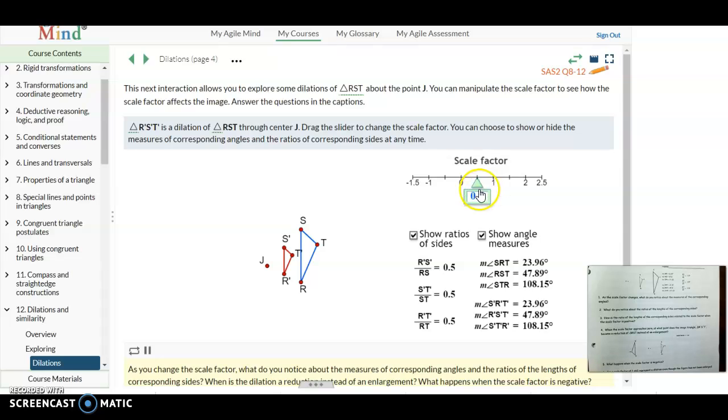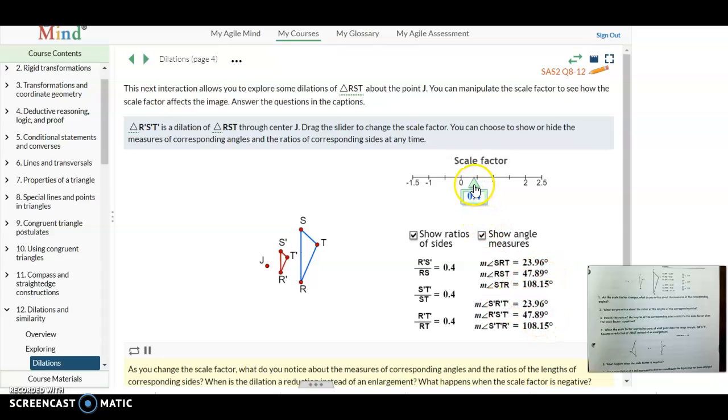They get smaller. So greater than 1 makes an enlargement of the original figure, but going between 0 and 1 makes a reduction, a smaller figure. And again, it's closer to point J. Again, the ratios are always image over pre-image and should match your scale factor. And my angle measures are not changing.